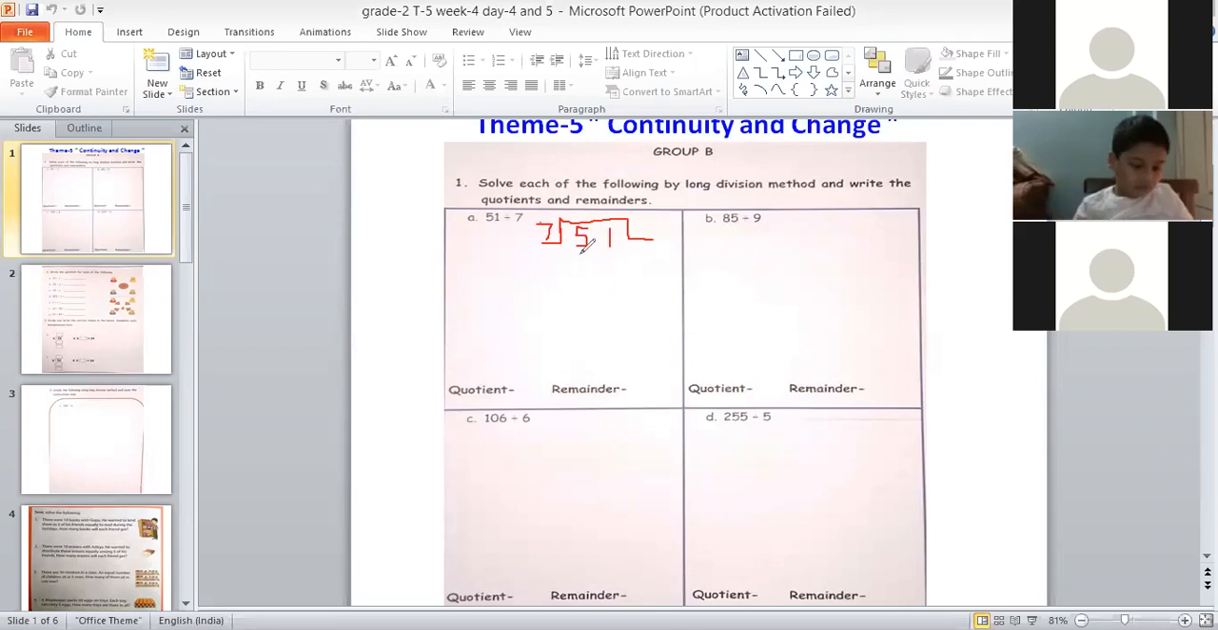Okay, so if you compare 5 and 7, then you will get to know that we won't get 5 in the 7 table because the 7 table starts with 7, right? And moreover, 5 is smaller than 7. So we have to take 5 and 1 together. Now this means we have to think of a number in the 7 table which is smaller than 51 and nearest to 51 because we won't get 51 in the 7 table.